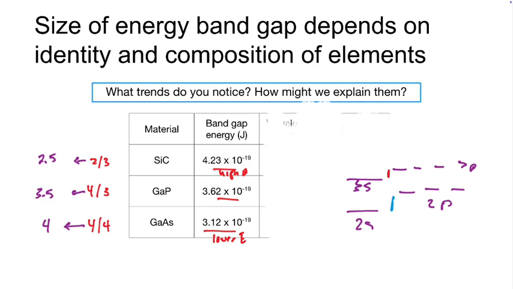So what you need to be able to do is to look at periodic trends and say, how do those periodic trends manifest into the energy of that band gap? And the two things you're looking at is electronegativity and size. Kind of make sense?